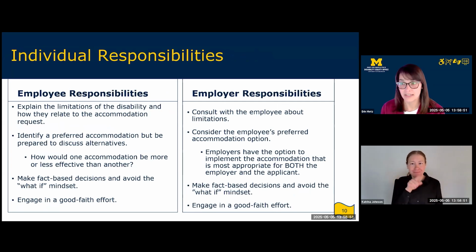Employers, on the other hand, need to consult with employees about their limitations and needs, consider their accommodation preferences, and explain how an accommodation may impact unit operations. Everyone is responsible for making decisions based on facts rather than what could happen, all while engaging in a good faith effort.